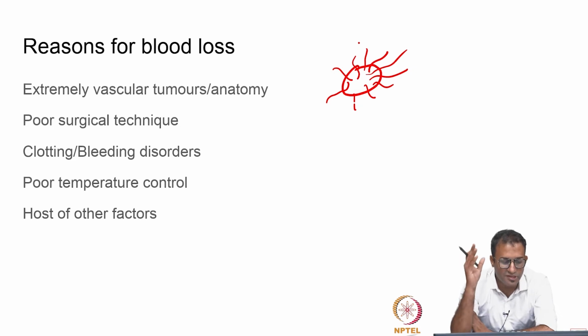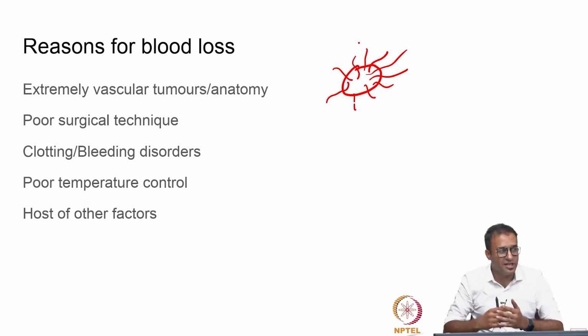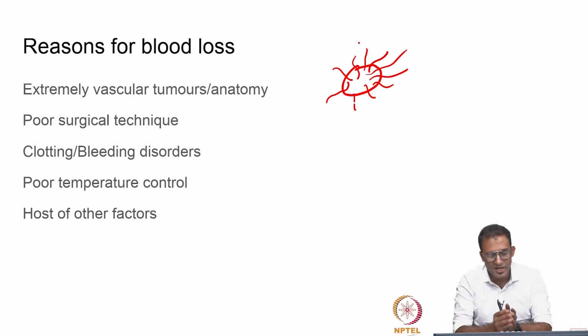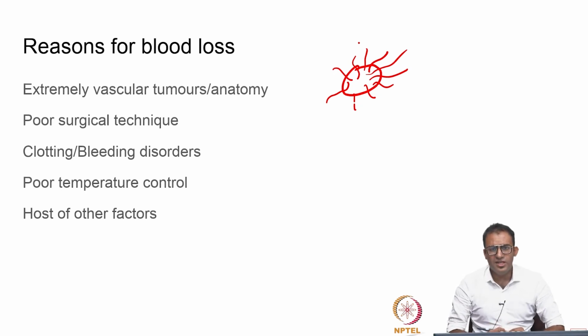So these vascular tumors are extremely prone to blood loss when you are operating on them. The moment you start cutting open, you will see that the entire abdomen or the entire chest is filled with a pool of blood, and that is extremely disheartening. Next is the anatomy.